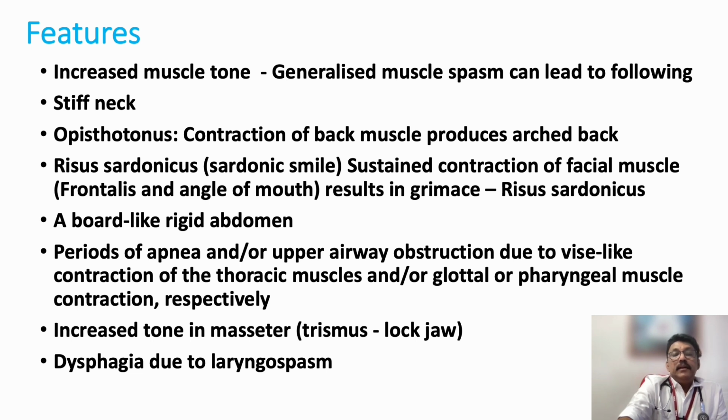Now we can see the clinical features of tetanus. Generally, it produces increased muscle tone in all groups of muscles. That produces generalized muscle spasm, neck stiffness, opisthotonus, that is contraction of back muscles producing an arched back, and risus sardonicus or sardonic smile, sustained contraction of facial muscles, frontalis and angle of mouth contracted. That results in risus sardonicus grimace. Board-like rigid abdomen is another important feature. When we examine the patient's abdomen, you can see generalized rigidity.